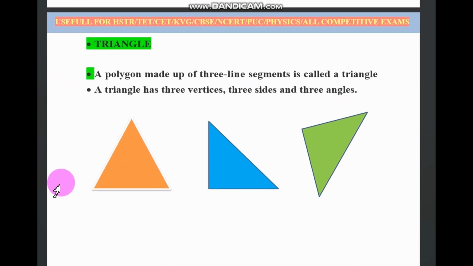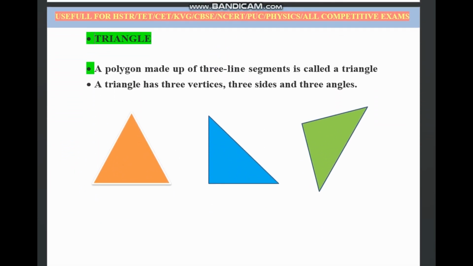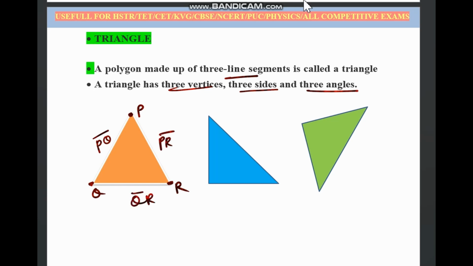Then next we have a triangle. A polygon made up of three line segments is called a triangle. A triangle has three vertices, three sides and three angles. What are the three vertices? The three vertices are these. I will denote them as P, Q and R. Then it has three sides, side PQ, side PR and side QR. And it has three angles, angle PQR, angle QPR and angle QRP.